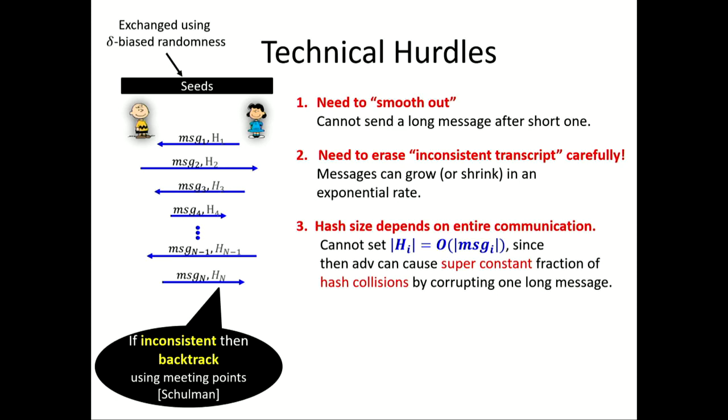Actually, the hash length should depend on the entire communication so far. And the reason we can't do that is because the seeds are known ahead of time. The adversary can decide to corrupt a really, really long message where his entire goal is to cause a lot of hash collisions in many, many rounds. So think you have many, many rounds with hashes of constant size, and you have one really, really long message. The adversary will just corrupt that with the entire goal of causing many, many hash collisions, and hence blowing up the round complexity. So you can't do that.